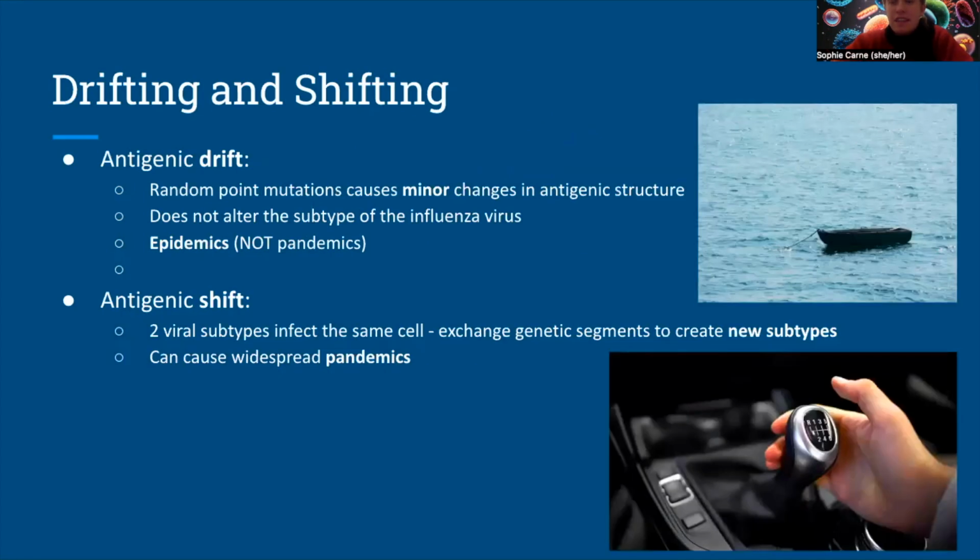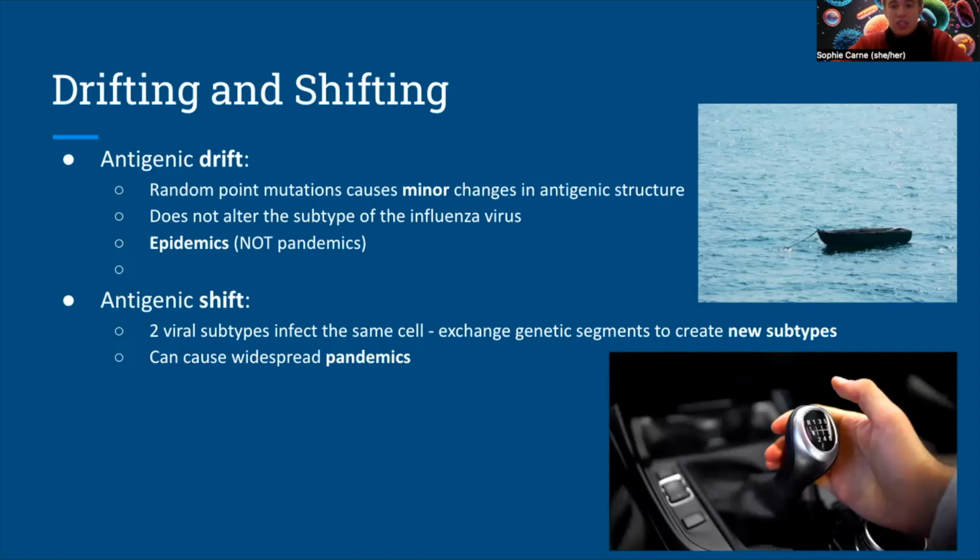This is something I think they sometimes like to test. So antigenic drift, if we just imagine a boat drifting on the lake, it's not going very far. There are random point mutations in the influenza A virus, which cause just minor changes in the antigenic structure, but it does not actually alter the subtype of the virus. And this causes epidemics, not pandemics.